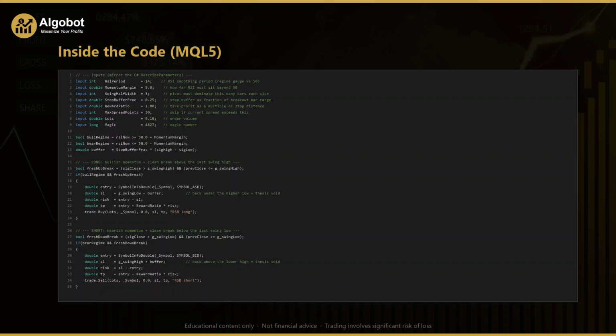Bear regime is true when it is at or below 50 minus the margin. Now look at the long block. The Boolean called fresh up break is true only when the signal bar closes above the stored swing high and the previous close was still at or below it.